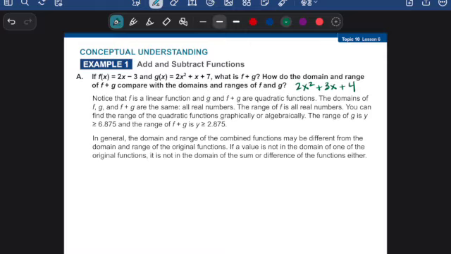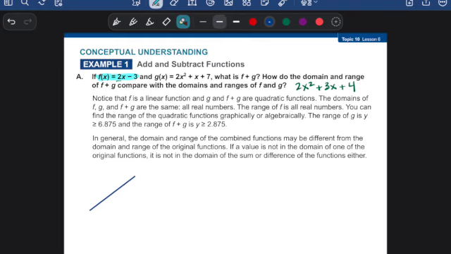Okay, example 1. How do the domain and range of f plus g compare with the domains of the original functions before we added them together? So let's take a look at f of x. F of x, we can see, is a linear function. The slope is positive. So I'm just going to draw a rough sketch of what that graph would look like.